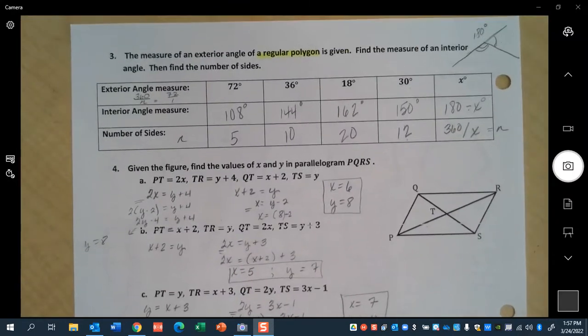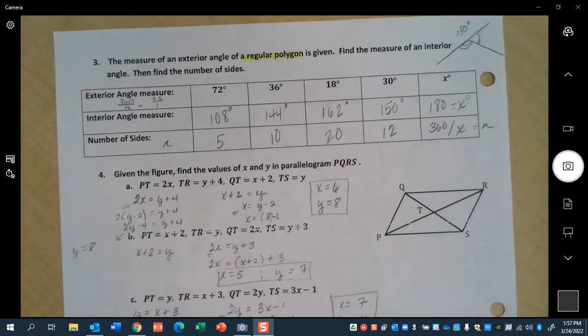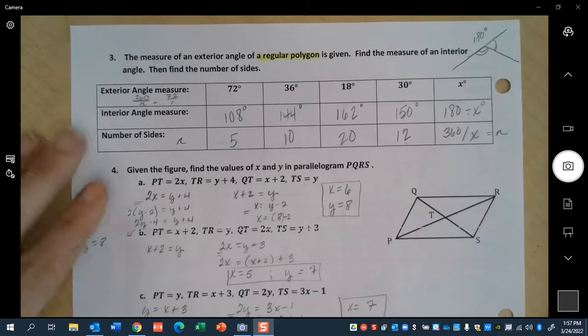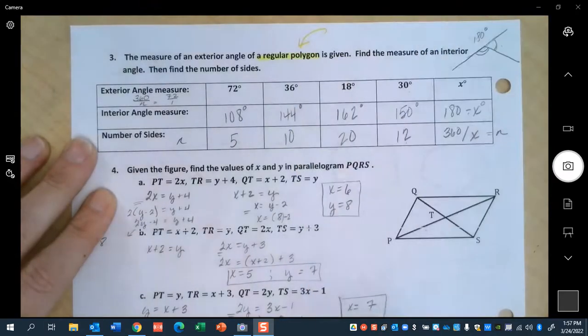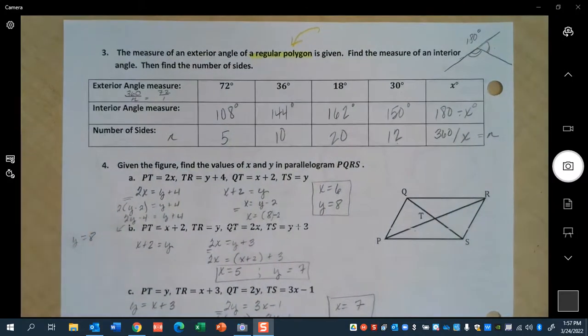Okay. On the back, the most important thing that you understand of this side is that we're talking about a regular polygon here. If I'm talking about a regular polygon, my interior angle measure is going to be the supplement. My number of sides can be found by solving the proportion, because 360 divided by the number of sides is going to equal the measure of each of those exterior angles.